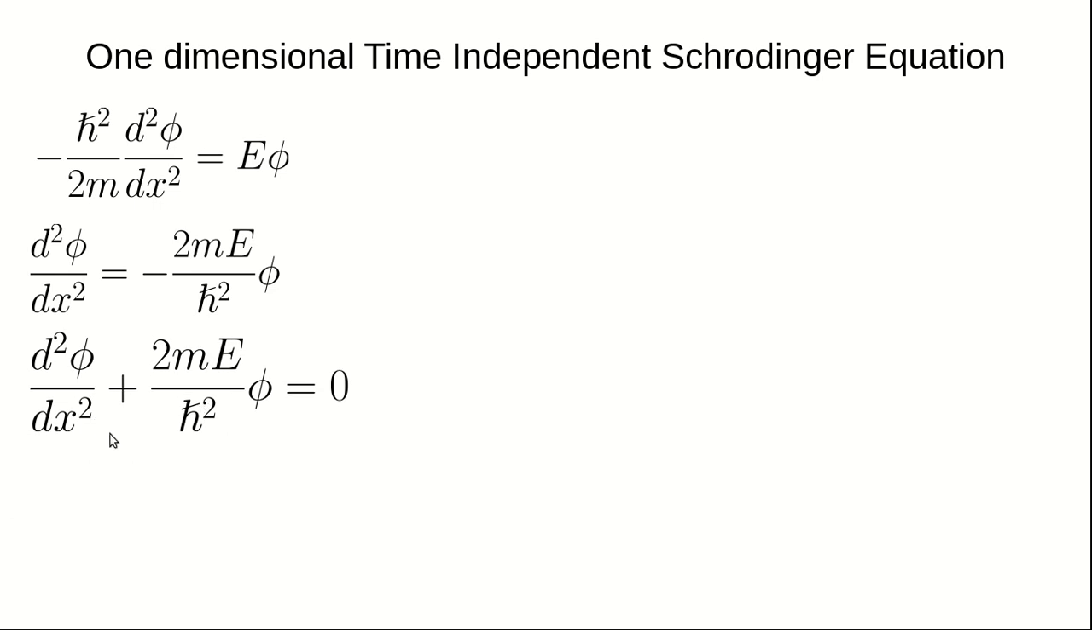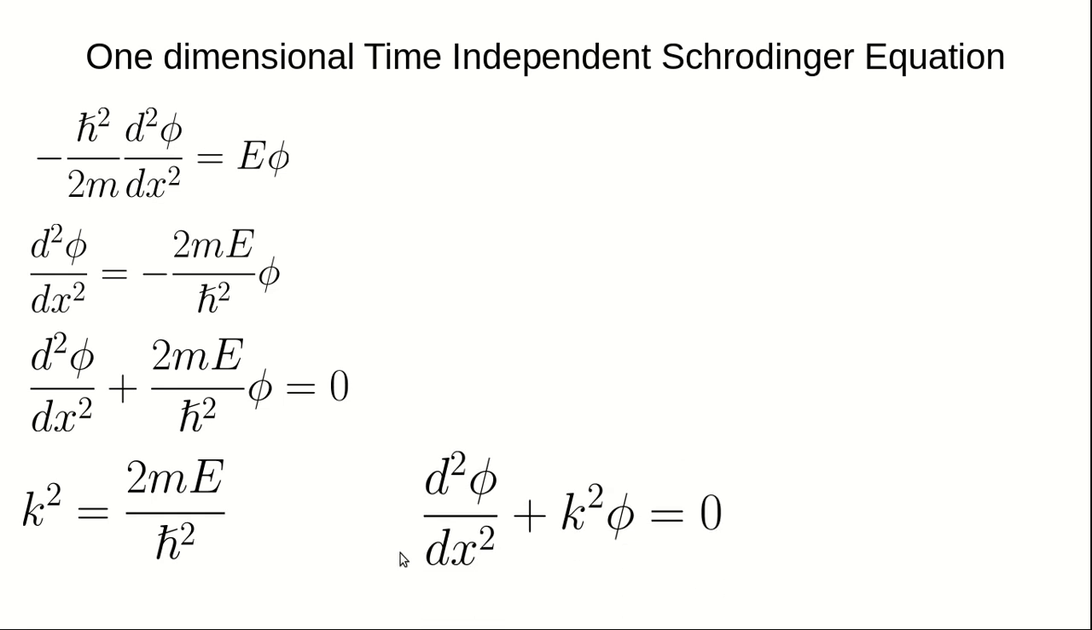To solve this particular problem, we recognize that this equation takes the form of the Helmholtz equation, and because of that, we have to replace this one with a constant called k squared, or lambda squared, or any kind of constant squared. So we replace it with k squared equal to this, and in that case we have this expression. So we can see we've replaced this one with k squared.